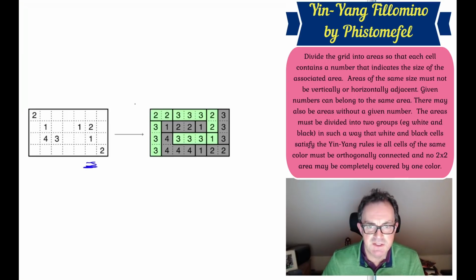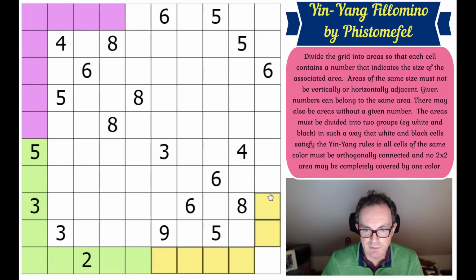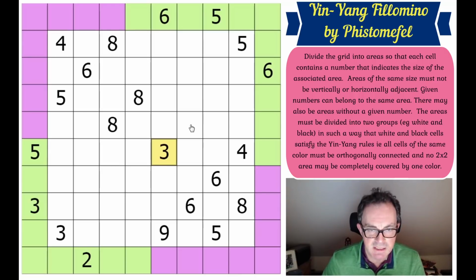So if we come back to this example puzzle, perhaps that's the best way to look at it. You can see that the greens form one connected region around the perimeter, as do the greys. Now, there is a reason for that. If we try and make it into several different regions like this, for example.